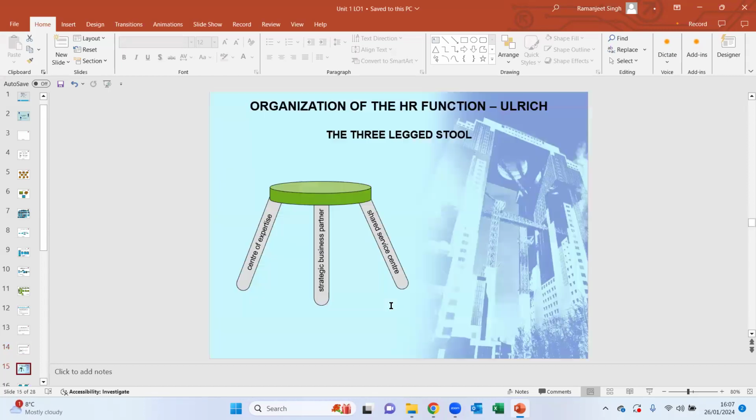Okay. Now I'm just going to talk about the organization of the HR function, which is the 3-leg stool, which essentially means that complex and large businesses are the ones that implement this. Why? Because they need someone, like I mentioned, the HR business partners previously. Why did I explain that in depth? Because this 3-leg stool essentially explains that.